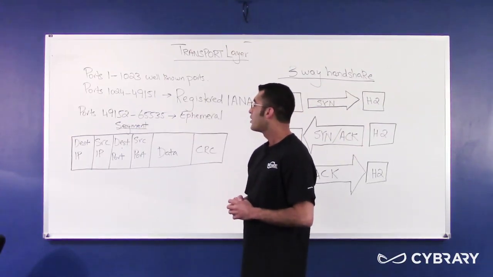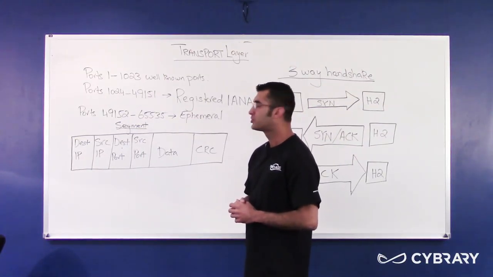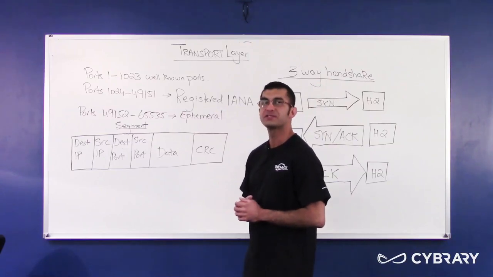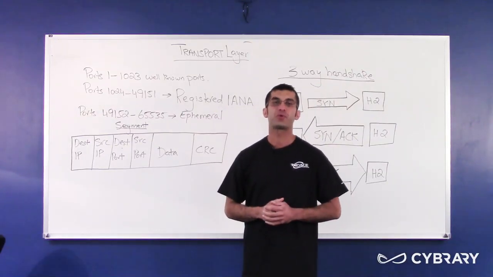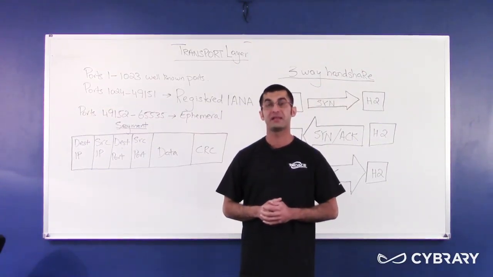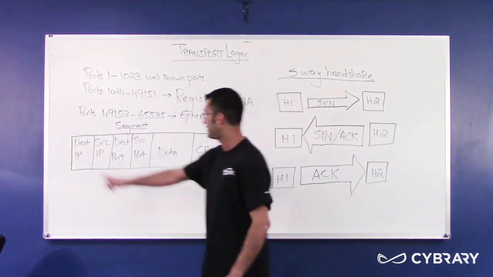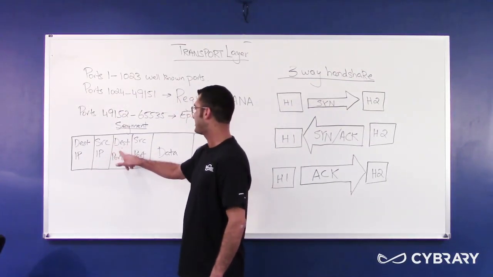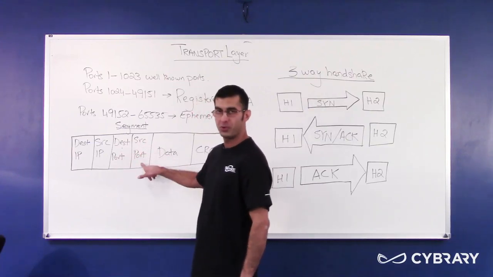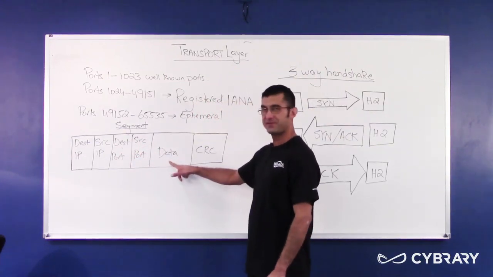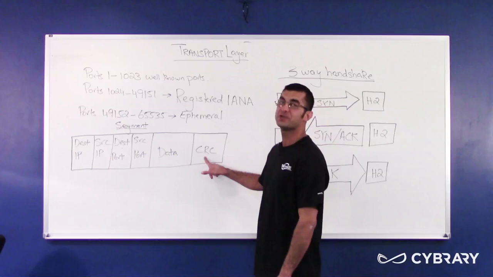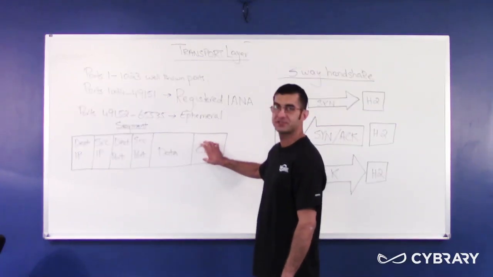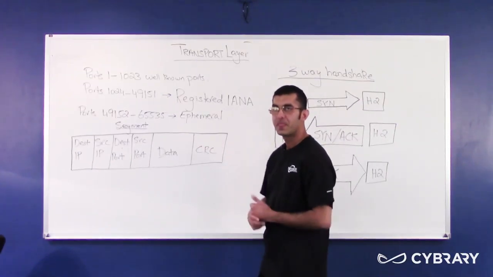Now, when you add ports to a packet, it is called a segment. So the segment is the protocol data unit used at layer 4. You have your destination IP, your source IP, and then I have inserted the destination port number and the source port number, followed by the data field, and again, the frame check sequence field housing the cyclic redundancy check.